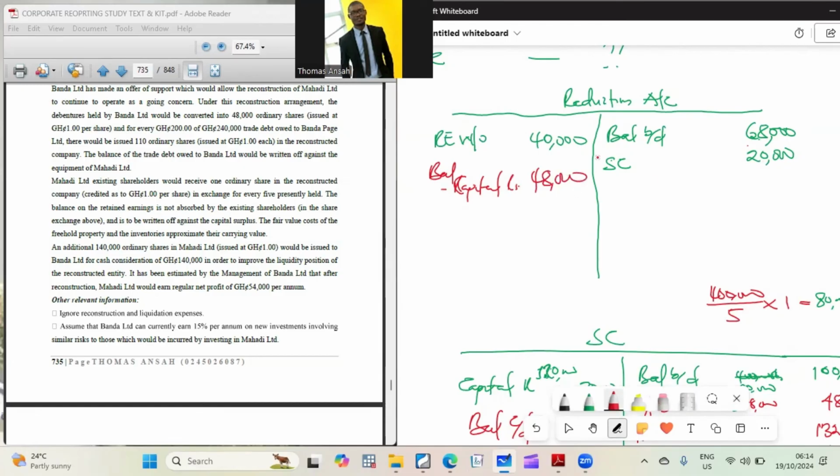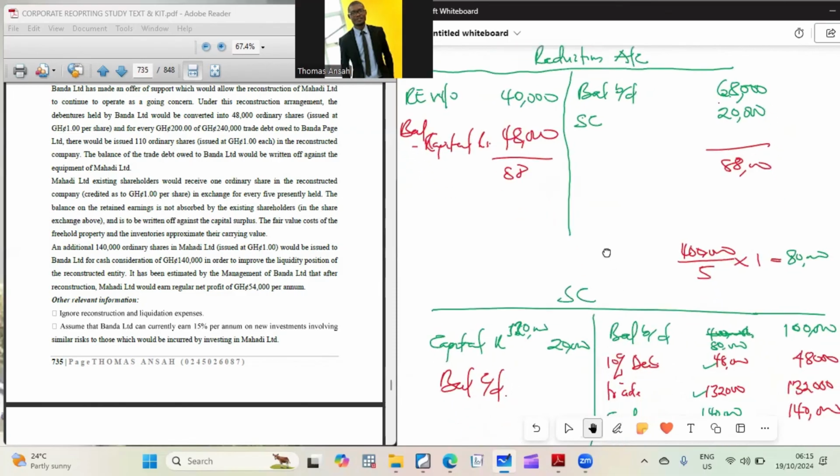So here will be 88. Yeah, and here too will be 88. So in our balance sheet, the amount that is going to the capital reduction will be 48,000. Our capital surplus, it is called reserve. 48,000. And what were we left with?